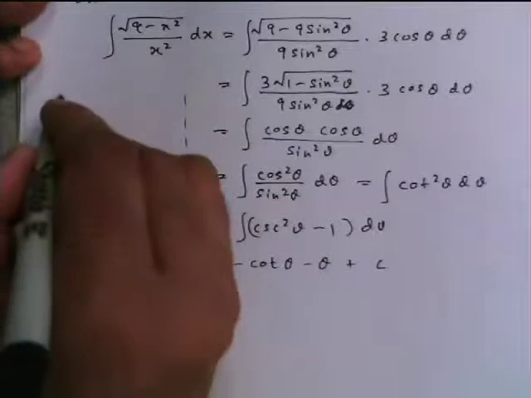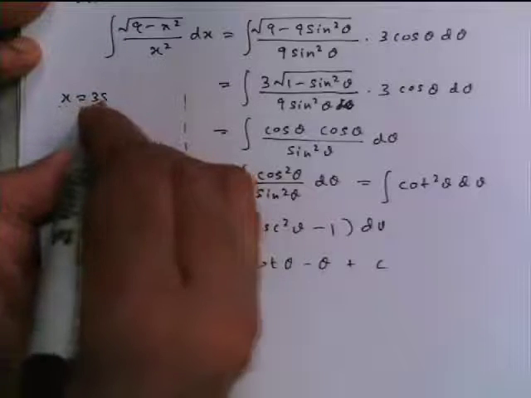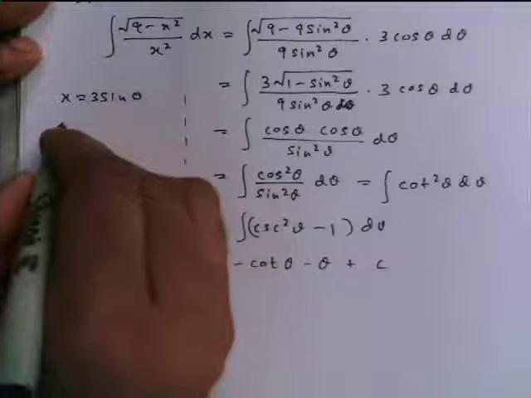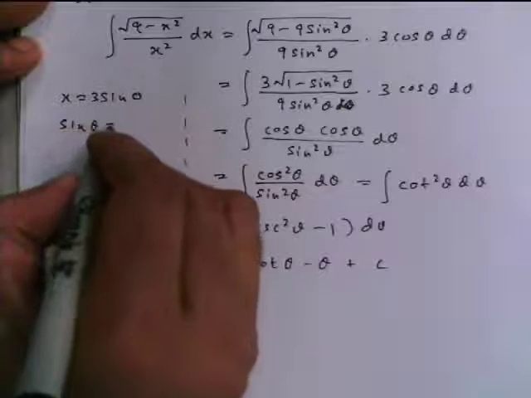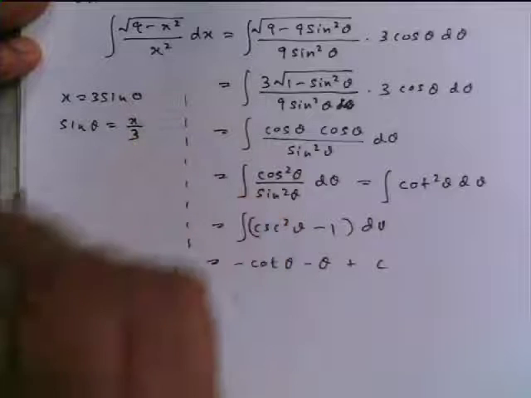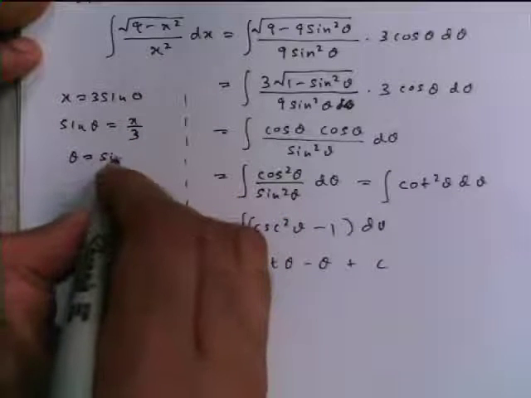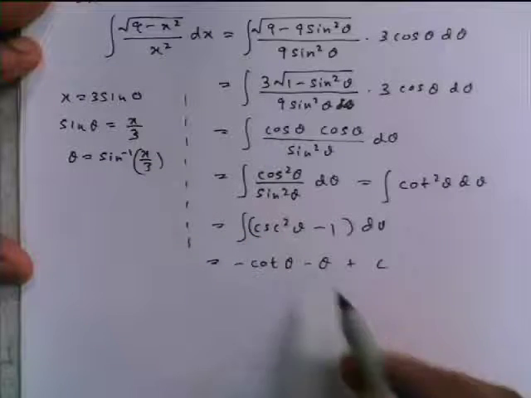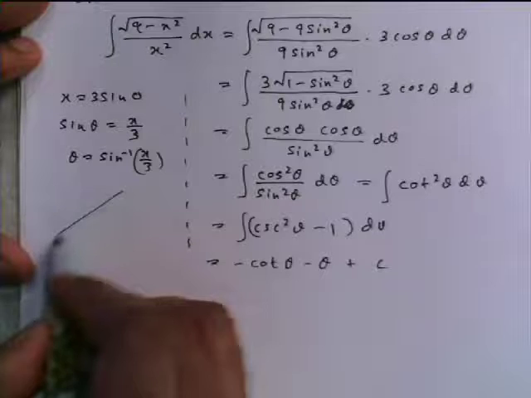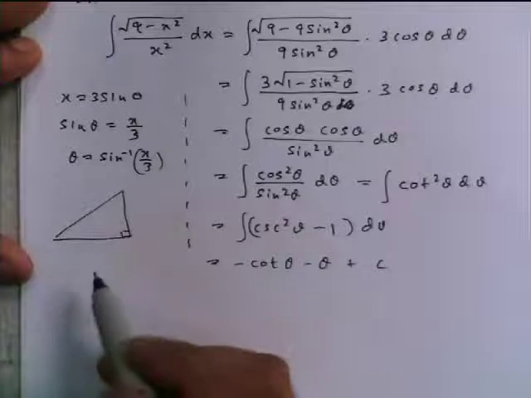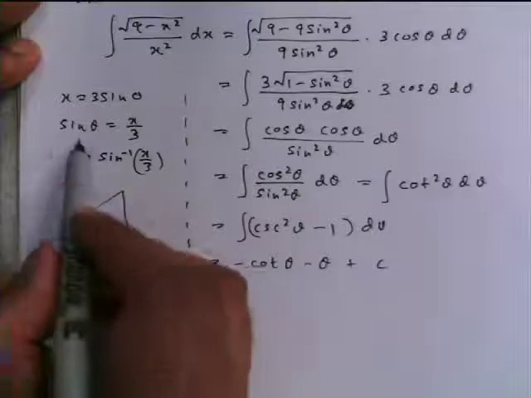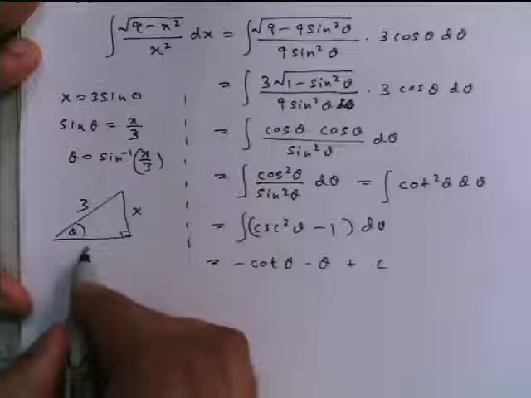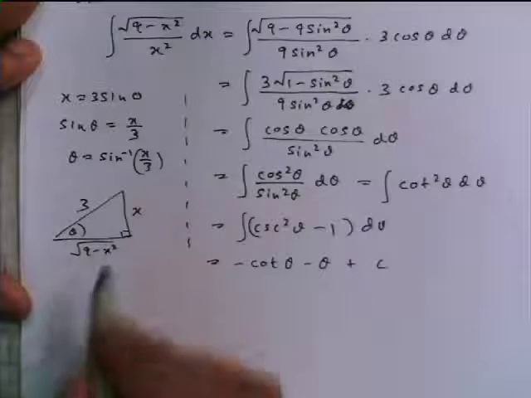So we know that x equal 3 sine theta, as we did before. So sine theta equal x divided by 3. So theta equals sine inverse x over 3. That means this part is all right. Now we draw the triangle. So this is theta. Sine theta equal x divided by 3. That means this is the square root of 9 minus x squared.